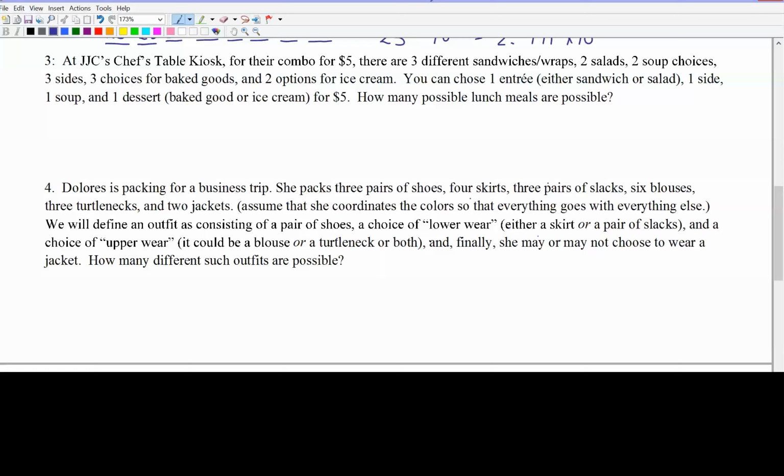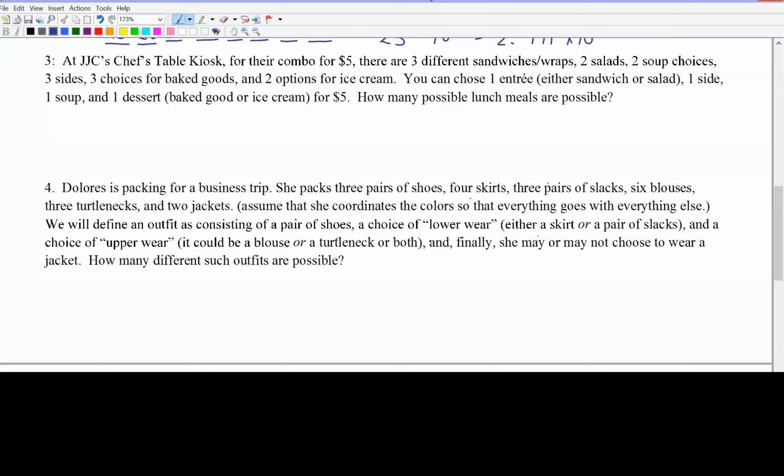We're going to look at a couple more examples for the fundamental counting principle. So for our next one, we're going to analyze what can happen at the JJC Chef's Table kiosk. Now at the kiosk, there are going to be 3 different sandwich or wraps, 2 salads, 2 soup choices, 3 sides, 3 choices for baked goods, and 2 options for ice cream.